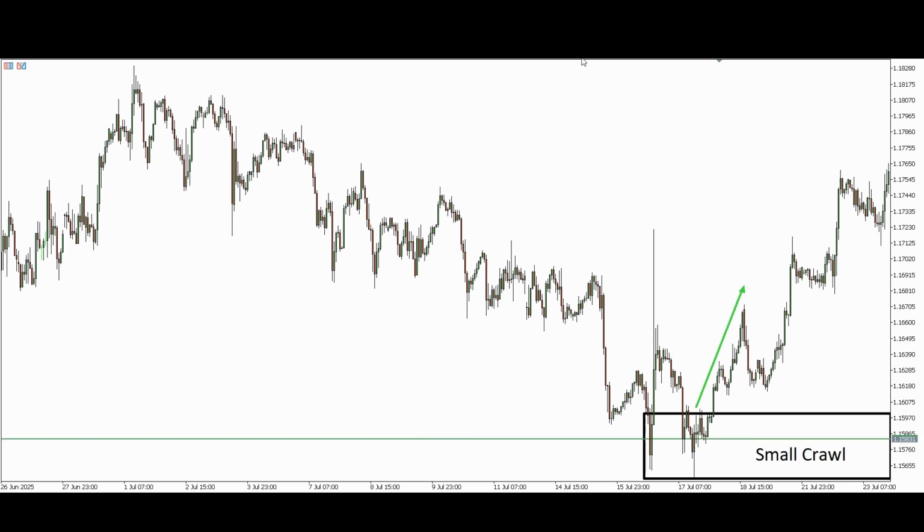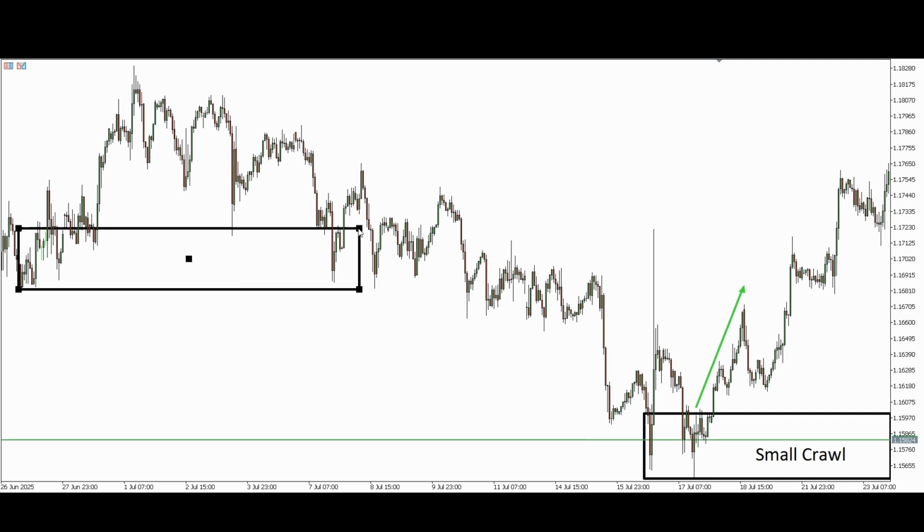The lower quality move away is what I call the slow crawl. This happens when price leaves the zone slowly, characterised by small candles, overlapping price action and a lot of wicks indicating indecision. A slow crawl suggests the move was less urgent. There was less conviction from the institutional traders, or perhaps they had difficulty moving the market, resulting in smaller, less significant order imbalances left behind. This makes the zone weaker.